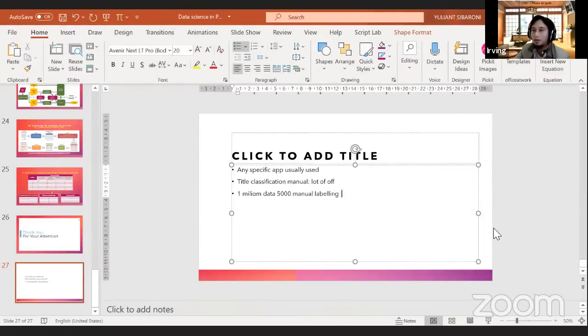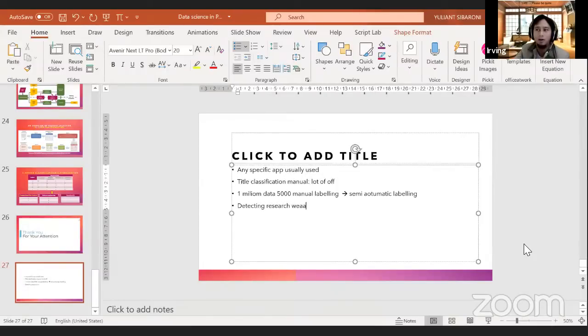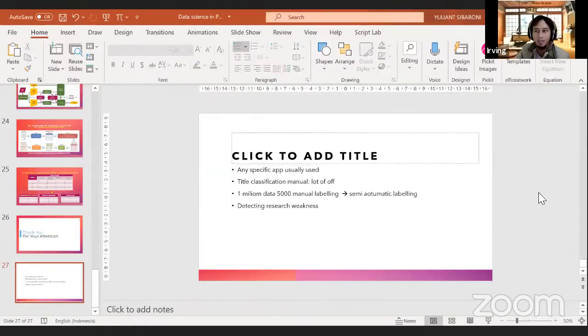Okay. I have my own question based on your presentation. If I'm mistaken, you mentioned detecting research weakness for a particular field using paper relation. So, could you please explain more about this and how to do that and so on?